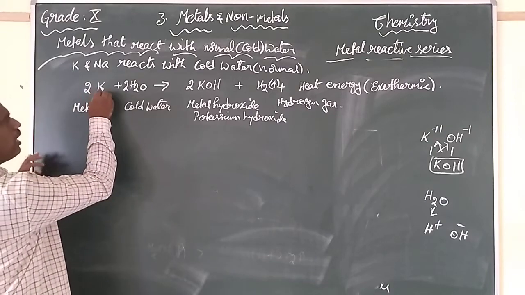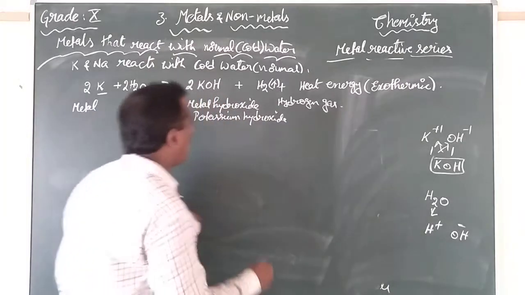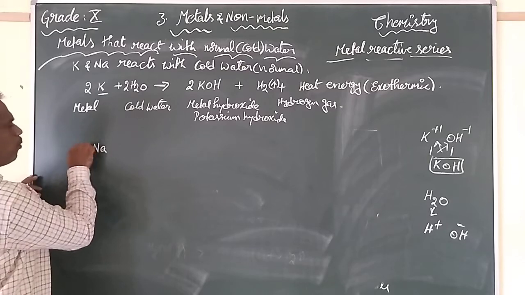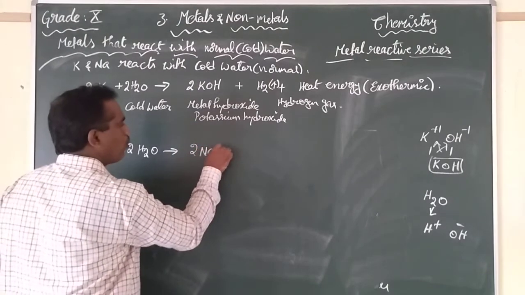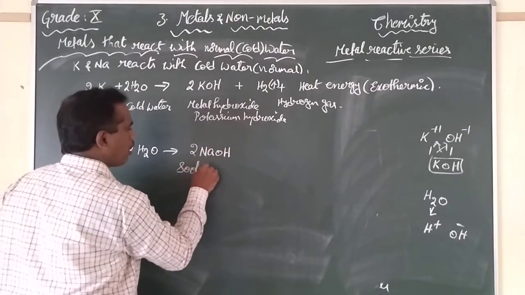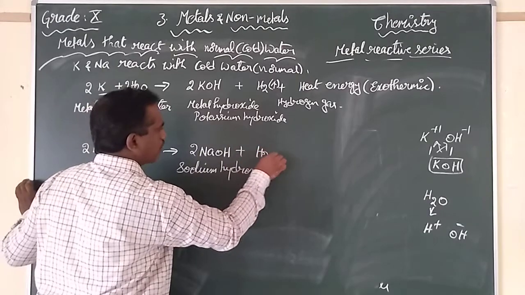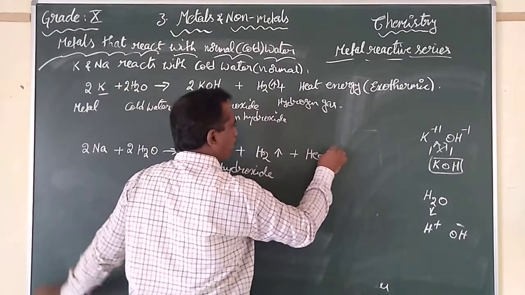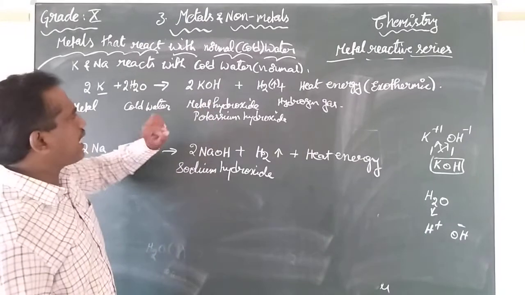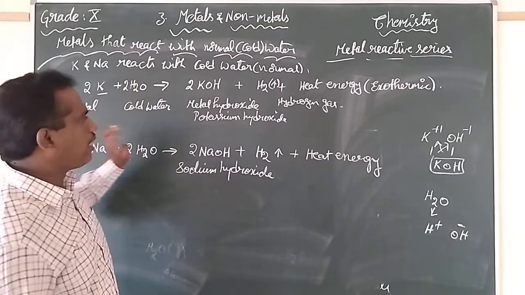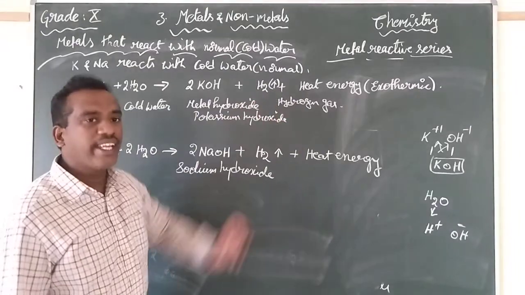See, potassium has plus 1. Sodium also belongs to the first group and it will also have plus 1. Like before, we write 2 moles of sodium reacts with 2 moles of water to give 2 moles of sodium hydroxide. And it will also release hydrogen gas along with heat, so that is an exothermic reaction. In both these cases, potassium and sodium are reacting with cold water to form a metal hydroxide and they are releasing hydrogen gas with a lot of heat.